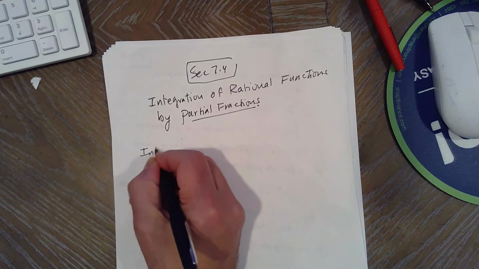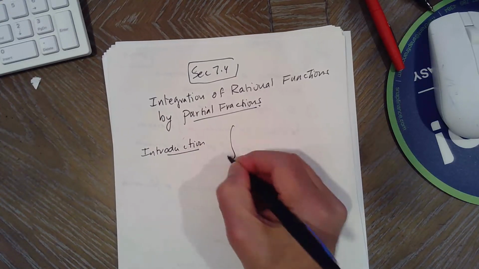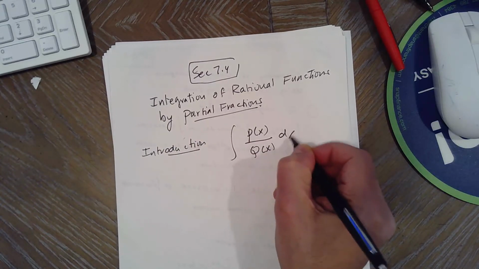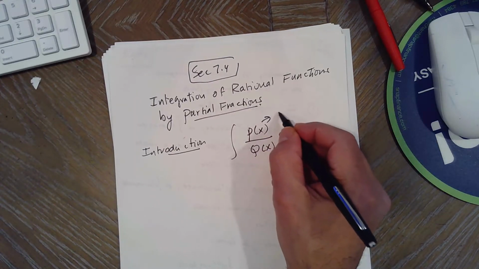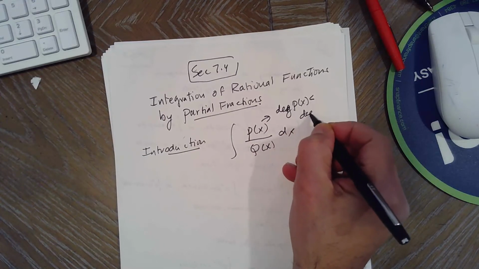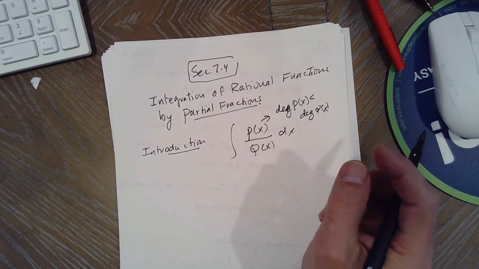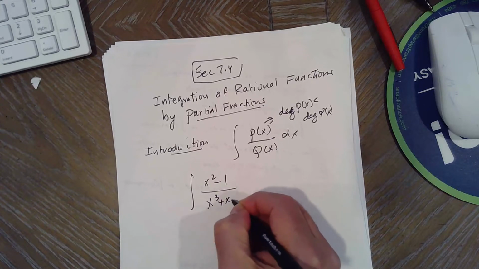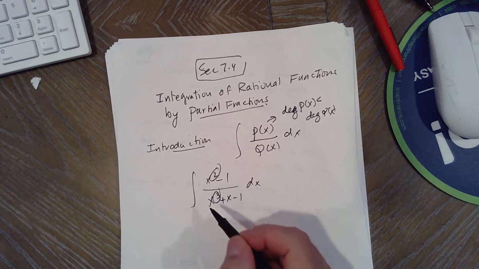So, as an introduction, if we want to integrate something like this, it's a rational function where the degree of the top, the degree of p of x, is less than the degree of q of x. For example, how do we integrate something like x squared minus 1 over x cubed plus x minus 1? I just made it up. The degree here is 2, the degree there is 3.